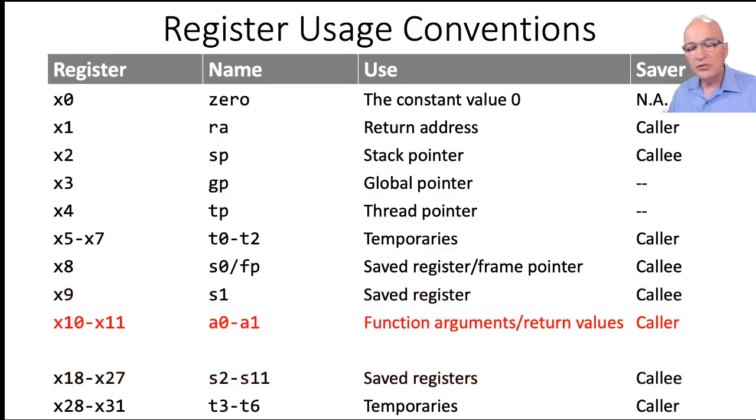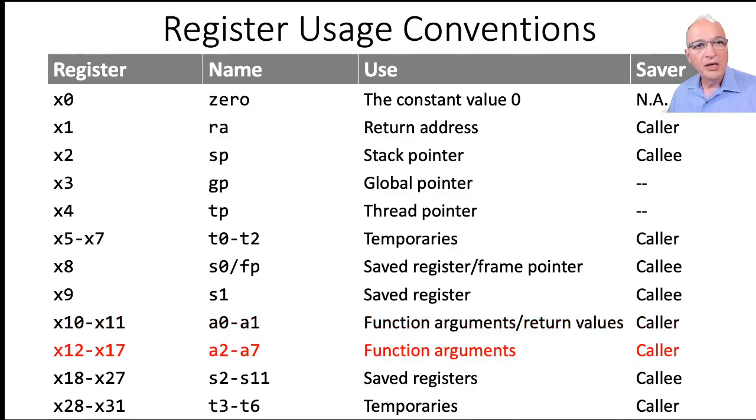Registers 10 and 11 are A0 and A1, which are both arguments to functions. They are the first two arguments to a function, and they also contain the return values when I return from a function call. And then I have registers A2 to A7, that is registers 12 to 17, which are function arguments. So now we have a picture of all the registers in the RISC-V processor.